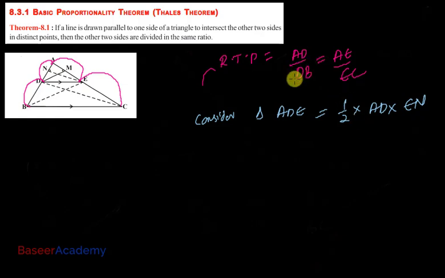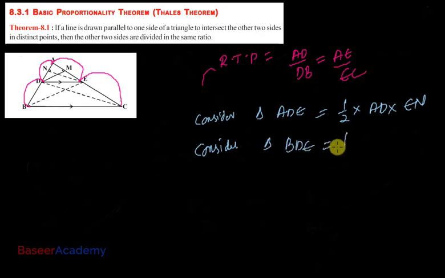Next, let me consider DB. DB is forming this triangle, BDE. My side DB here is part of this triangle BDE. So let me consider triangle BDE.